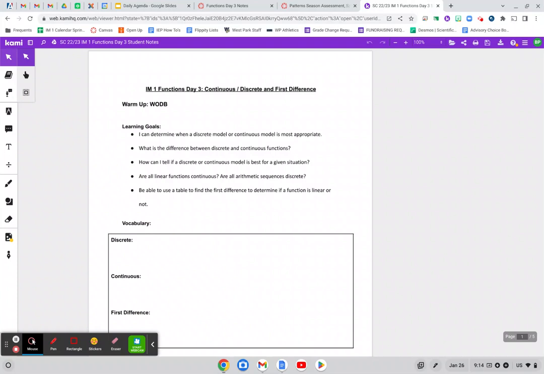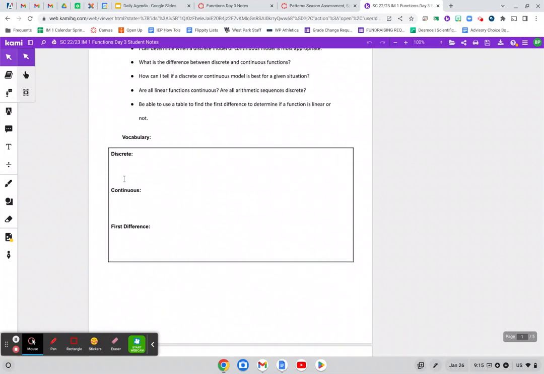So looking through the learning goals, I can determine when a discrete model or a continuous model is most appropriate. Okay, that's the first and foremost learning goal today. What is the difference between discrete and continuous functions? I feel like we already kind of answered both those first 2 questions. How can I tell if a discrete or continuous model is best for a given situation? We'll chip away at that a little more. And are all linear functions continuous? Are all arithmetic sequences discrete? We'll consider that. And be able to use a table to find the first difference to determine if a function is linear or not. Okay, so go back to that as you work through today, and make sure that you're accomplishing those things and you're able to master those goals.